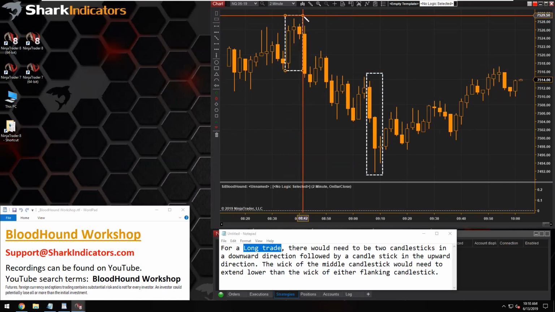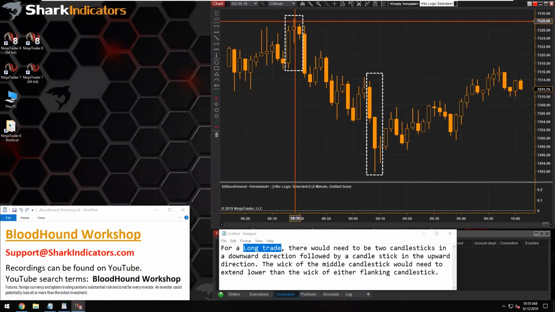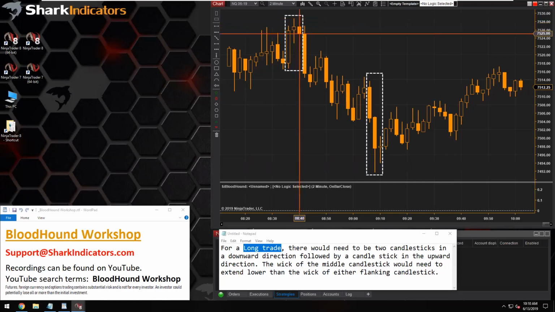And right there, that would be a short. So that would be the setup for a short. So we have 2 up candles with the last up candle, or the one in the middle, having a taller wick, and then followed by a down bar.